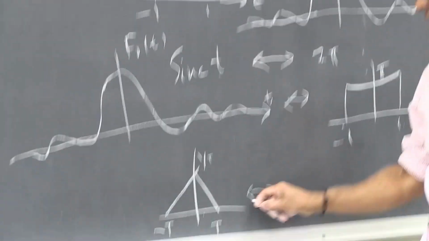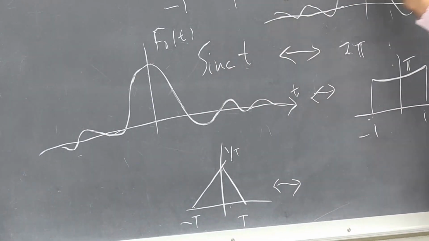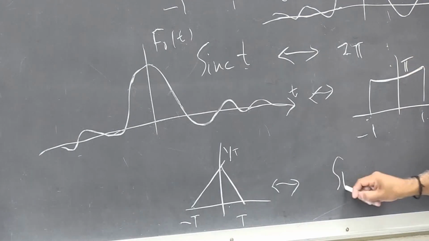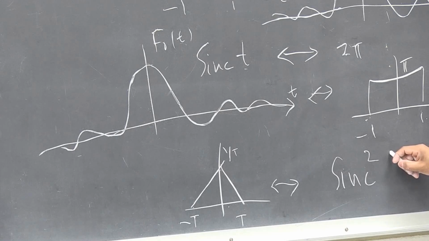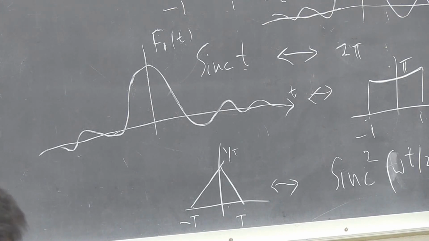So what is its transform of a triangle? Remember, I convolved the two pulses. So the transform is going to be squared. So this is going to be sinc squared, I mean sinc squared of omega t by 2, etc. So its inverse transform is going to be a triangle in the frequency domain and so on.